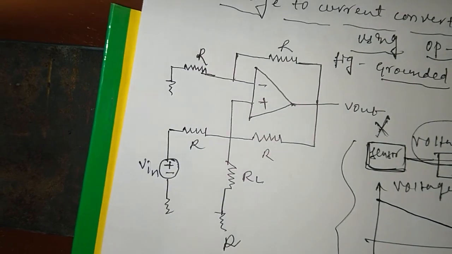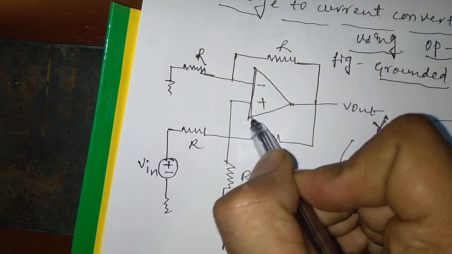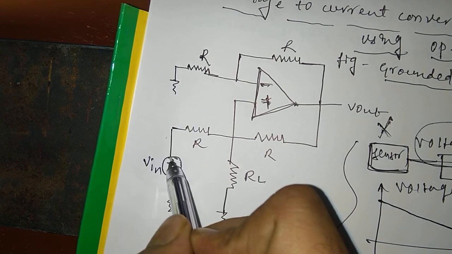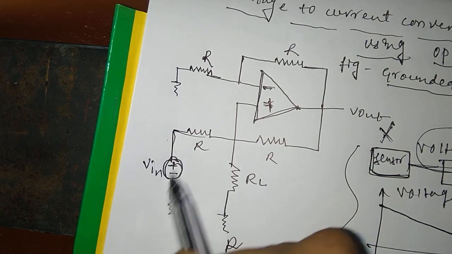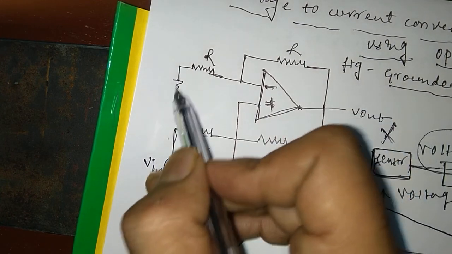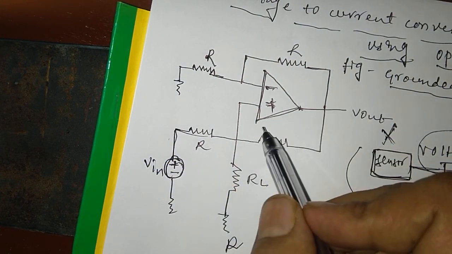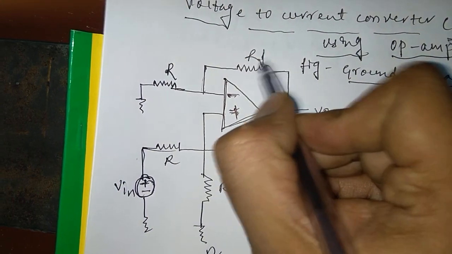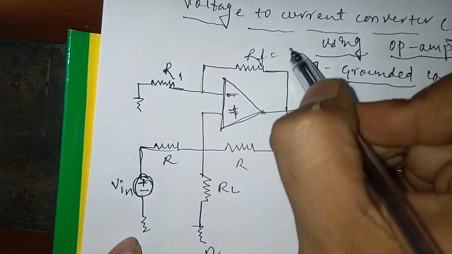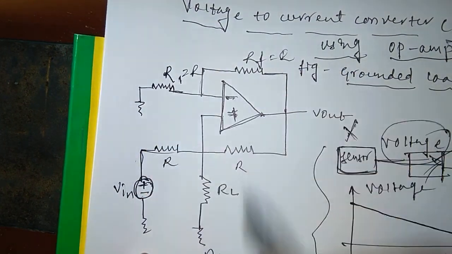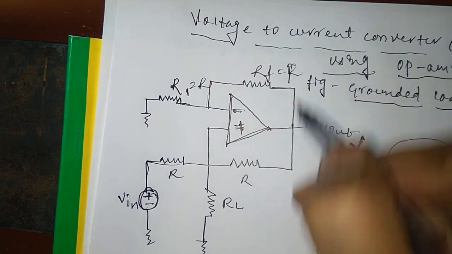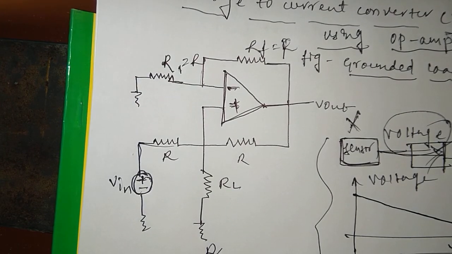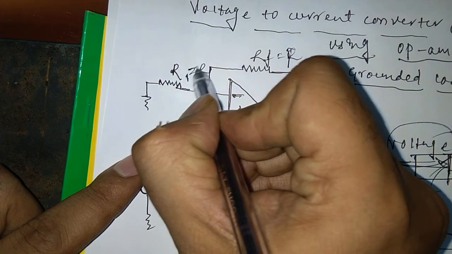Okay. See here, you can observe the circuit. There is an op-amp to whose positive terminal the input supply is connected. Negative terminal is grounded. You can say it is a non-inverting type of op-amp. There is a feedback resistance RF, R1, which is also equal to R. This is also equal to R. This is the output voltage. Now let us try to understand how this circuit works. Okay, this is not 2R, this is R.